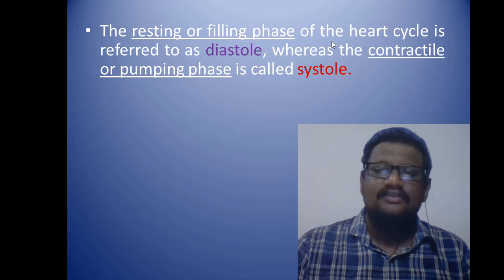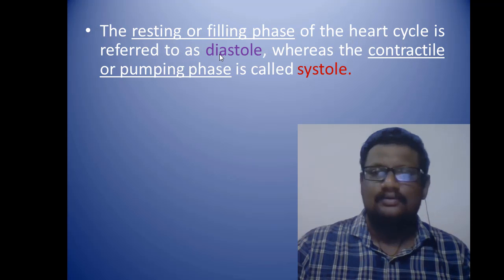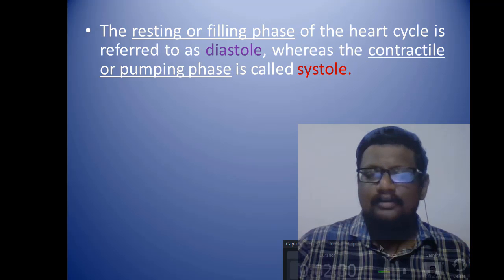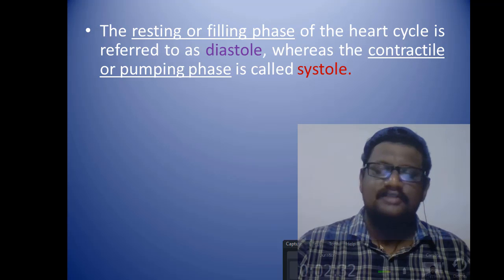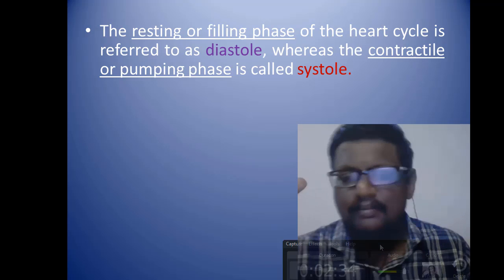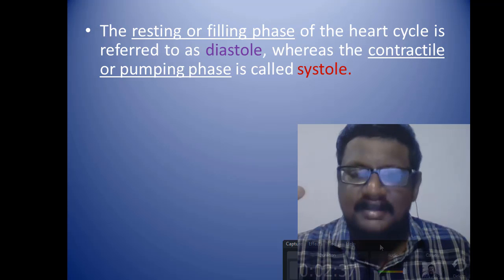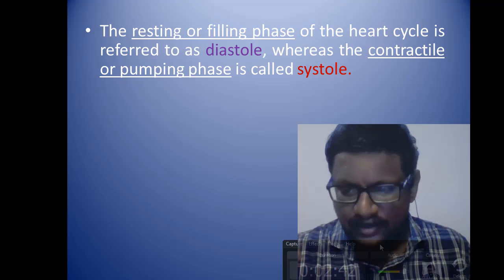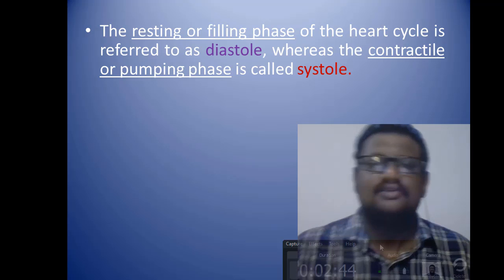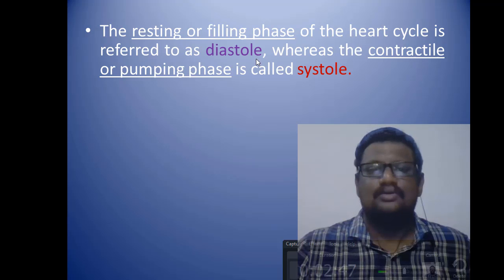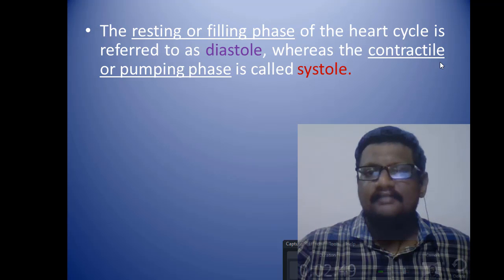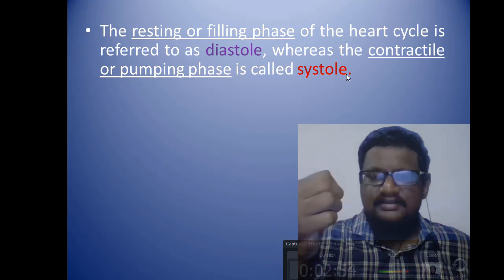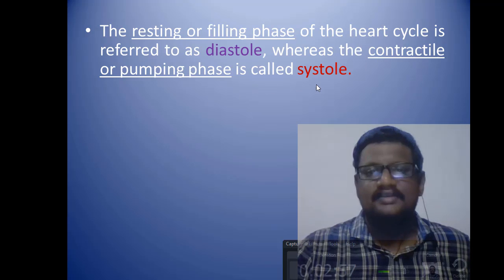The resting or filling phase of the heart cycle is referred to as the diastole, whereas the contractile or pumping phase is called the systole. So there is an alternating process of systole and diastole. The resting or filling phase, when the blood is filled in the top layers, atria, is called the filling phase of the atria. When the atria fills up, the ventricles contract and push the blood to the other organs. So that is called the systole and diastole: the resting phase and the contractile phase. When the heart compresses, that is called the systole. Contractile phase is called the systole.